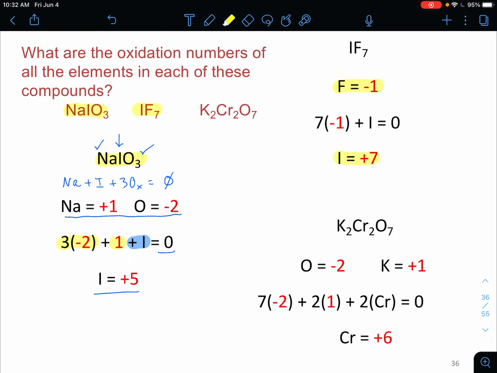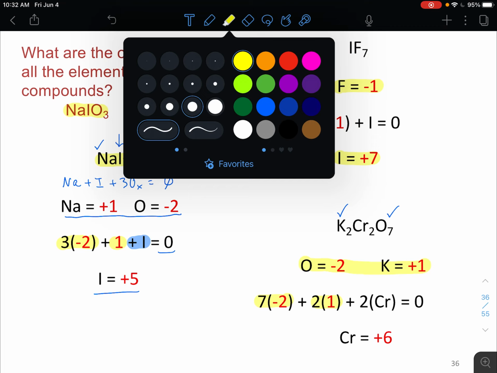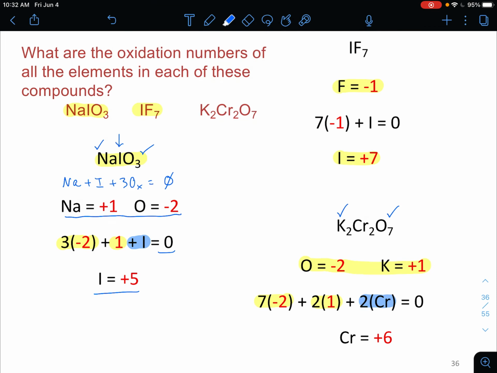K2Cr2O7, potassium dichromate. In this case, we know potassium because it's an alkali metal. We know oxygen because it's going to be -2. So there are those values here: 7 oxygens at -2 each, 2 potassiums at +1 each, and then 2 chromiums at we don't know yet.